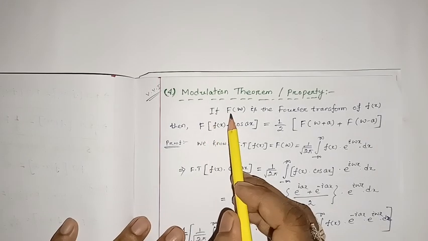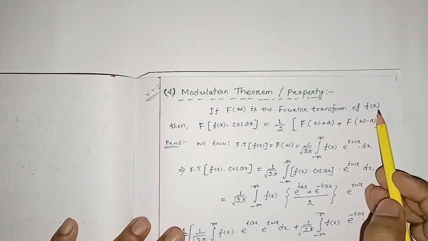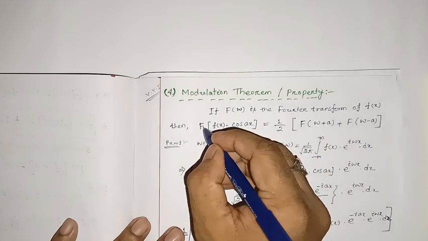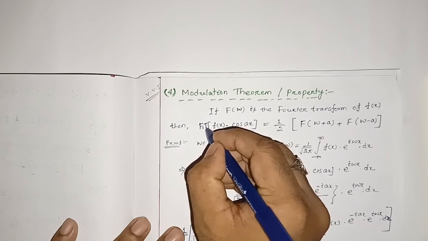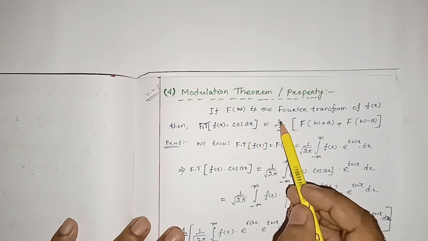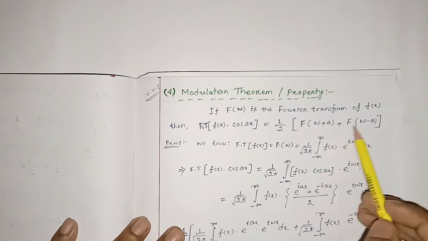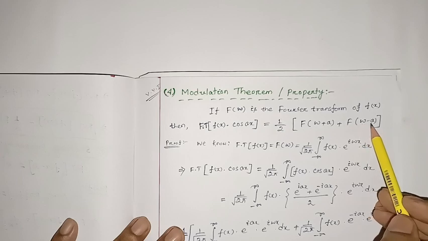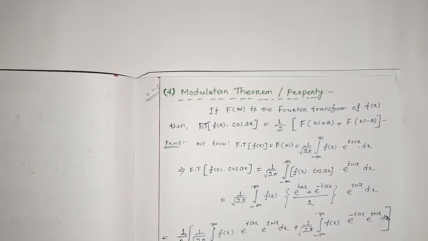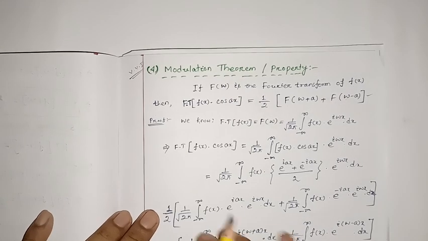What is that? If capital F omega is the Fourier transform of a function f of x, which is in the x domain, then the Fourier transform of f x into cos ax will be equal to 1 by 2 whole into capital F of omega plus a plus capital F of omega minus a. Okay, this much we have to prove. It is a most important property or theorem, worth 2 to 3 marks, and you can always find it in your exam.